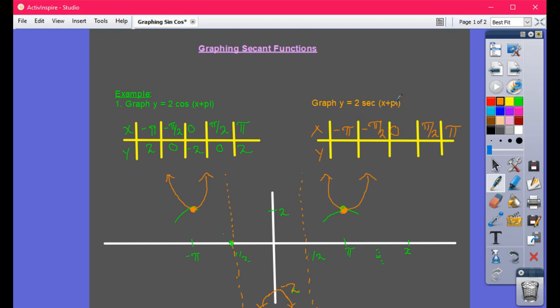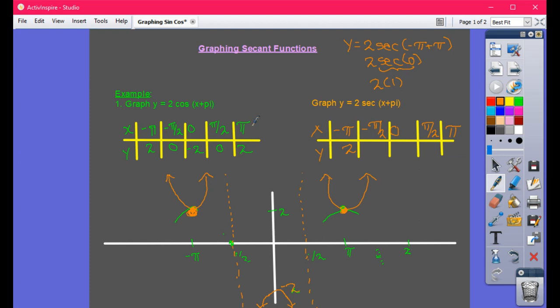Well, I'm going to plug in -pi. So y equals 2 times secant of (-pi plus pi). Well, -pi plus pi is 0. And what is the secant of 0? Well, we have to find the cosine of 0 first on our unit circle. If you go to 0, the cosine value there is 1, and the reciprocal of 1 is 1. So the secant of 0 is 1. 1 times 2 does give me 2. So if you look at -pi, I do have a point at 2.